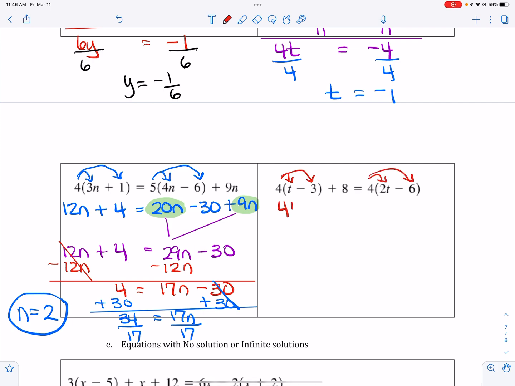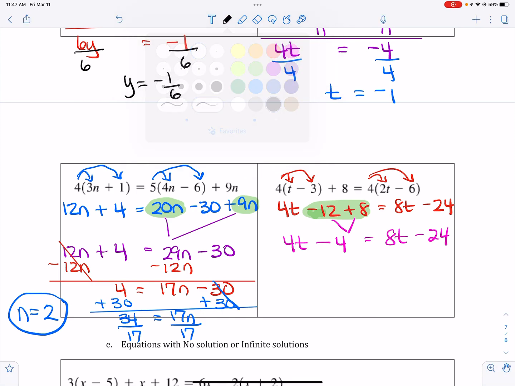So now I have 4t minus 12 plus 8 on the left, and 8t minus 24 on the right. Collect the like terms. Do not undo if it's on the same side. So negative 12 and positive 8 makes negative 4. I have the 8t minus 24.